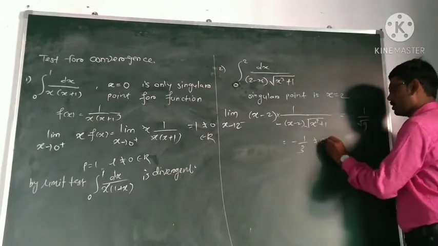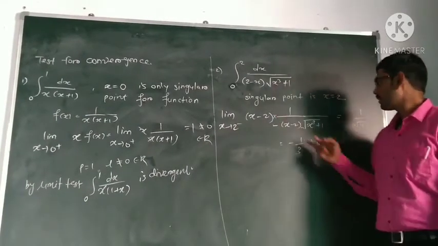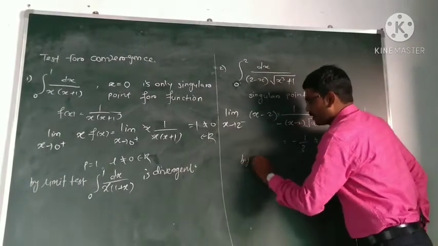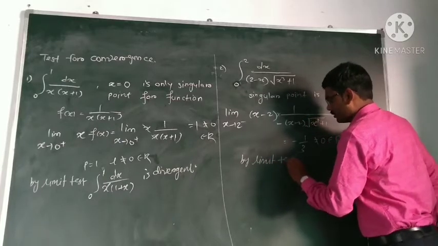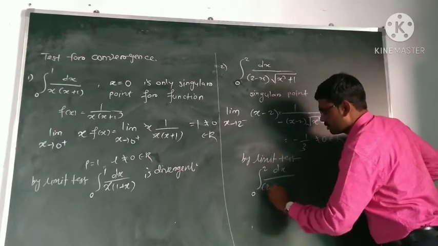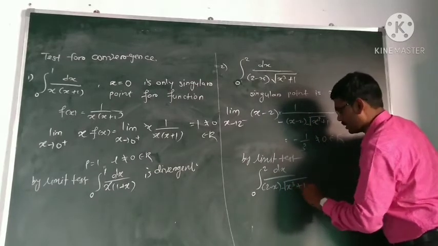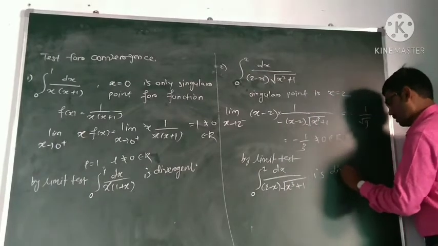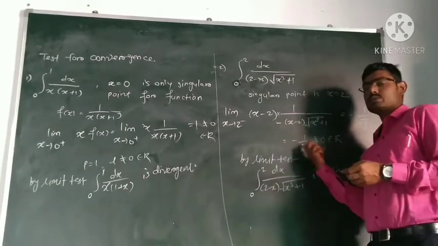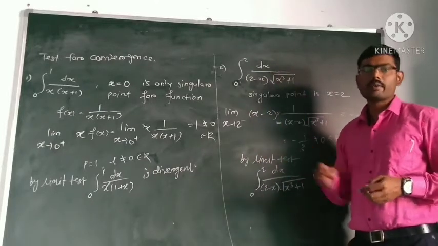Again, not equal to 0, again a real number, again the same condition: p is equal to 1 and the limit is a non-zero real number. So the given improper integral is divergent. So by the limit test, the improper integral from 0 to 2 of dx upon 2 minus x into square root of x cube plus 1 is divergent. Why divergent? Because here p is equal to 1 and the limit of this quantity is a non-zero real number. So by the second criteria of the limit test, this improper integral is divergent.